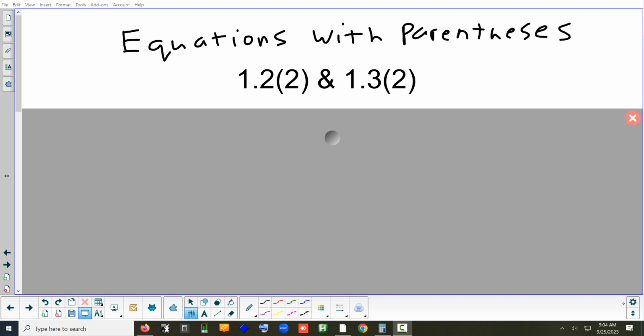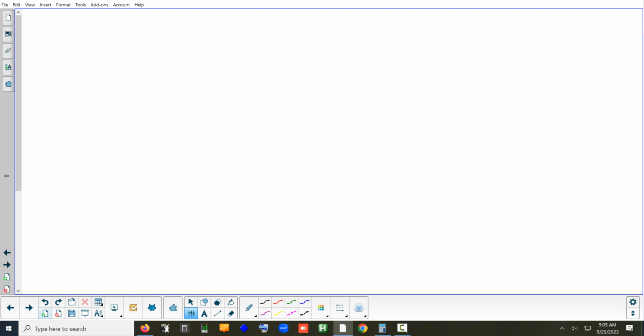So last week we started solving equations. We looked at mostly one-step equations where we either had to add, subtract, multiply, or divide, and that was the only step. And then we started to get into some two-step equations. So a two-step equation might be something like 4x equals, let's say, 10 plus 2x. That's a multi-step problem because now to solve it, you need to do two things.